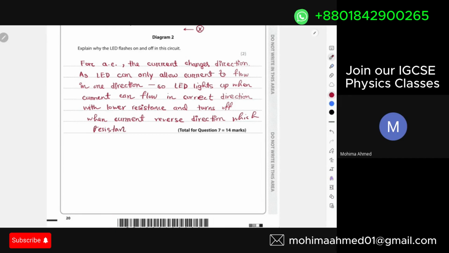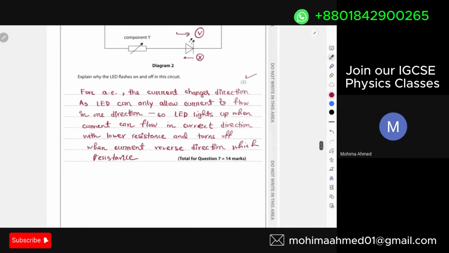I know they're giving you only 2 marks over here, but I have given you the maximum explanation that you can include in this type of question. They might ask you this type of question for 2 marks, or they might ask this kind of question for 5 marks. So I have given you the maximum mark scheme points for this type of question.